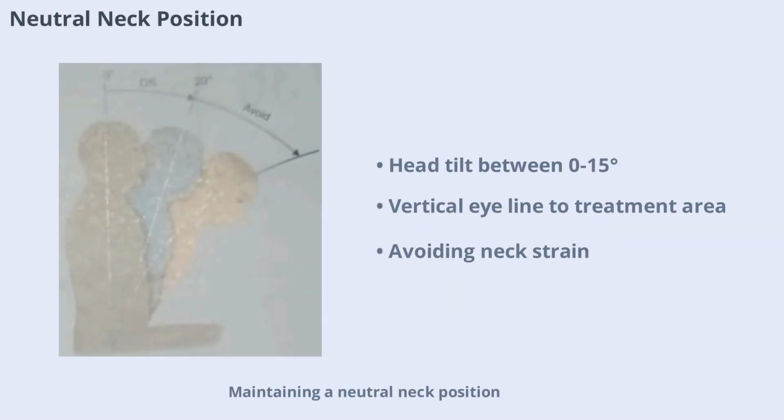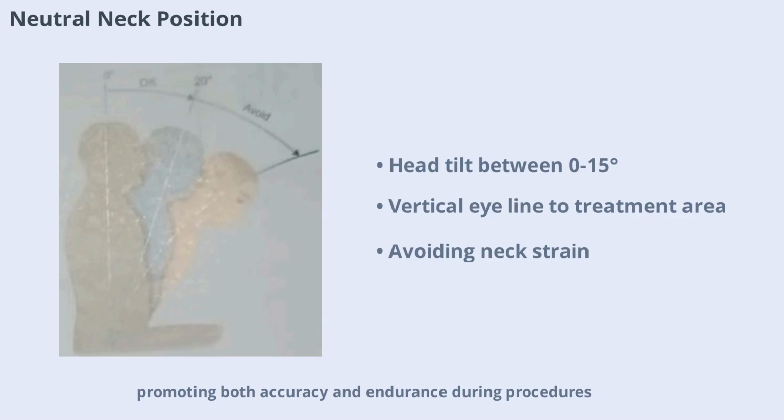Maintaining a neutral neck position is crucial for preventing musculoskeletal issues. The clinician's head should be tilted between 0 and 15 degrees, with the line from the eyes to the treatment area as vertical as possible. Avoid tipping the head too far forward or to one side, as this can lead to discomfort and long-term injury. Proper neck alignment ensures the clinician can focus on the treatment area without unnecessary strain, promoting both accuracy and endurance during procedures.